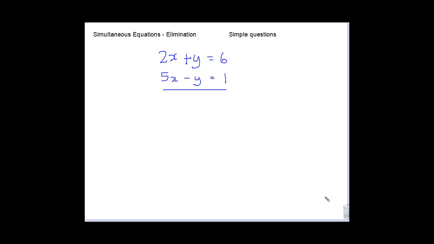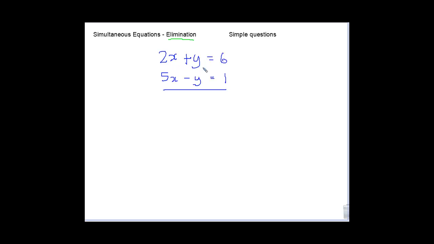What we want to look at here is what we call simultaneous equations. We're going to deal with simple questions in this video, but they can get much more difficult. We want to use what we call the elimination method of solving simultaneous equations. Now, this only works for what we call linear equations, ones where we just have x to the power of 1, y to the power of 1.